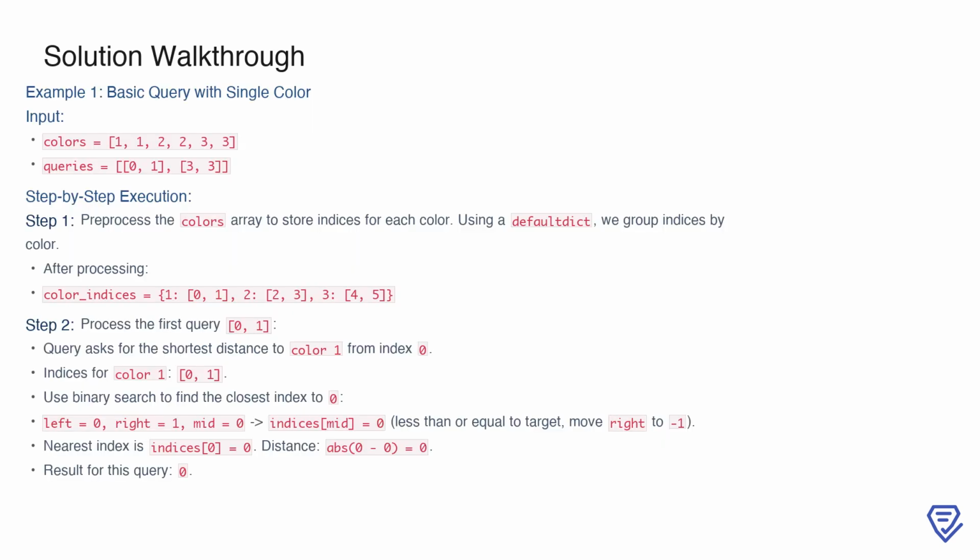To solve the problem, we start by pre-processing the colors array. The goal here is to group all indices of the same color together for efficient lookups. Using a default dict, we iterate through the colors array and store the indices of each color.